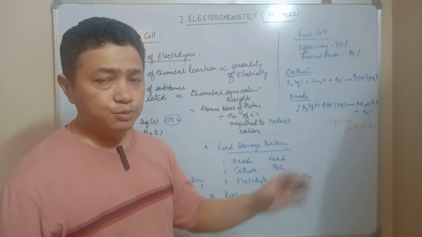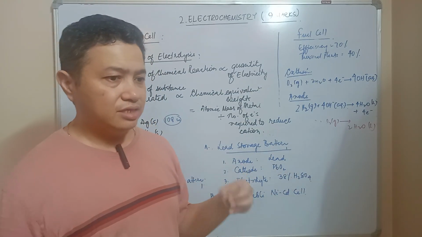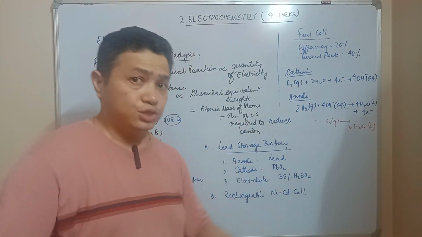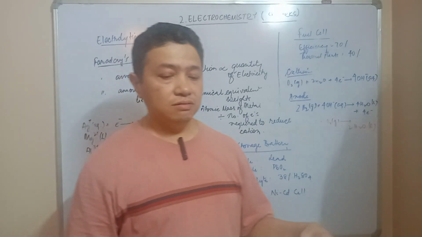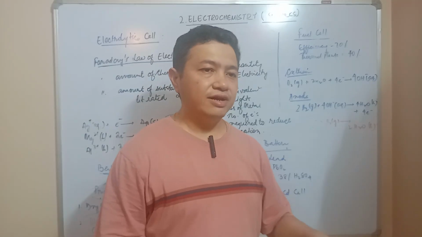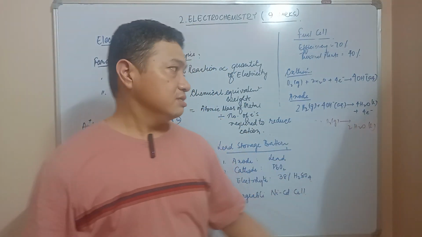A fuel cell is a cell which produces electricity. The only difference is the chemical reaction that happens. The redox reaction happens, and the anode and cathode materials are continuously fed, so electricity is continuously generated.